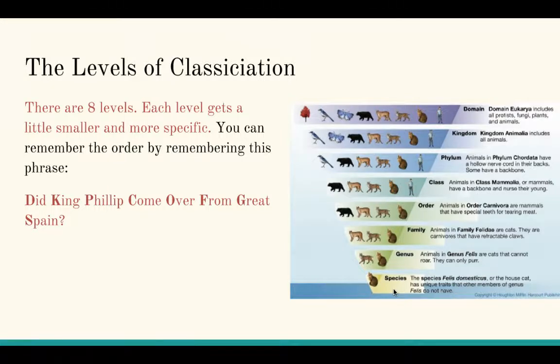I kind of want you to remember the order, and you can remember that by coming up with your own phrase or remembering the one I have here. Did King Philip come over from Great Spain? So domain, kingdom, phylum, class, order, family, genus, species.